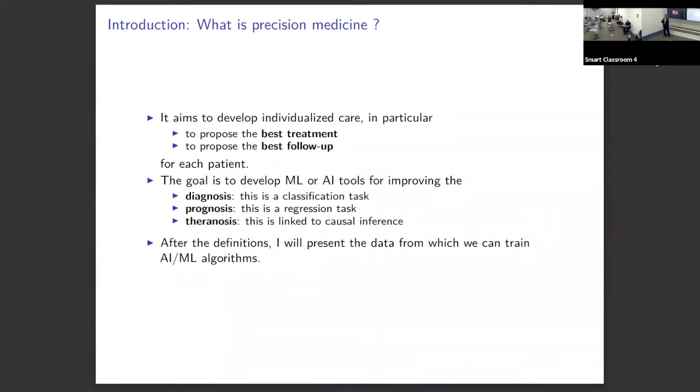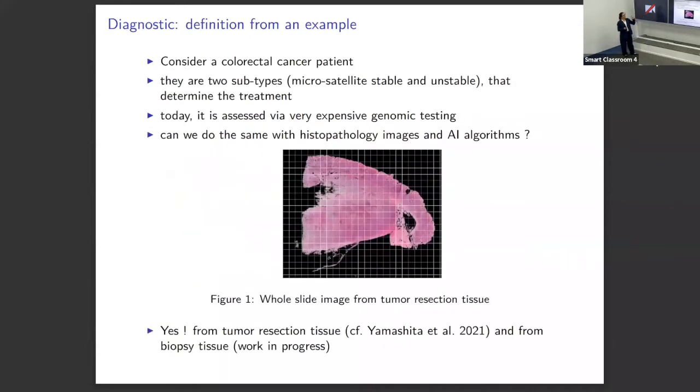So I will first present the kind of data we can train our algorithm from, and then I will show some examples. Okay? If you have any question, please feel free to interrupt. So I will define this diagnosis, prognosis, and diagnostic from examples so that it's easier to understand.